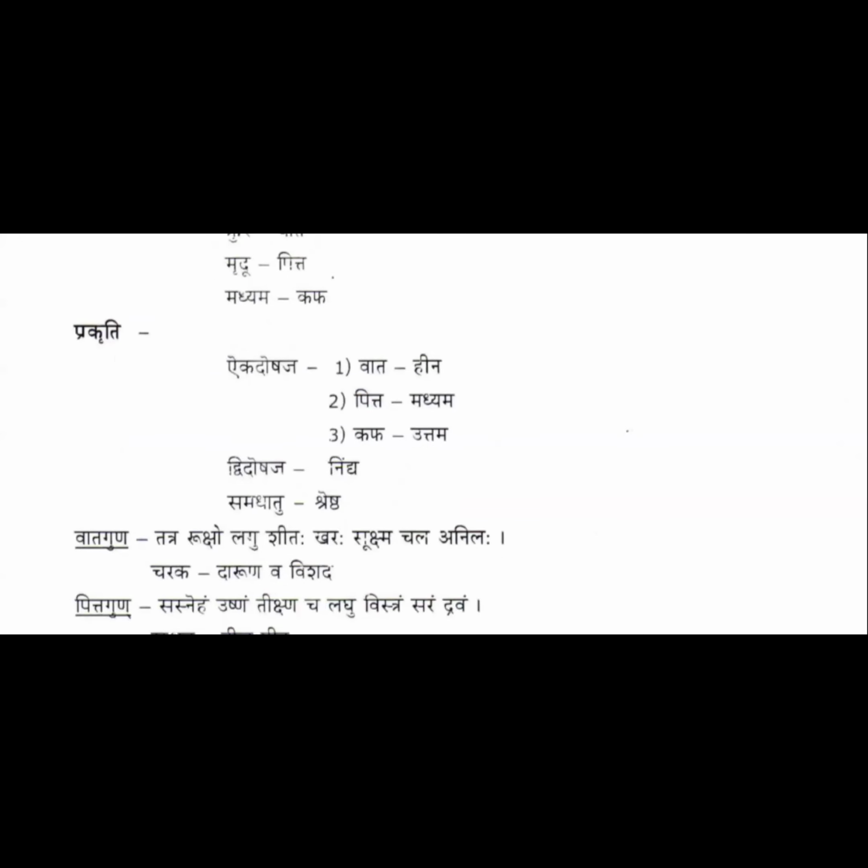Coming to Prakriti, he says Ekadoshaja, Dvidoshaja and Samadhatu Prakriti. So Ekadoshaja, if it is Vata Prakriti, meaning only Vata Prakriti is there, it is Hina. Pitta Prakriti is Madhyama, Kapha is said to be the Uttama Prakriti, and Sama Prakriti is Shrestha. Here what you have to remember is, he says Dvidoshaja Prakriti is Nindya. Remember Dvidoshaja Prakriti is Nindya, Vata is Hina and Kapha is Uttama.